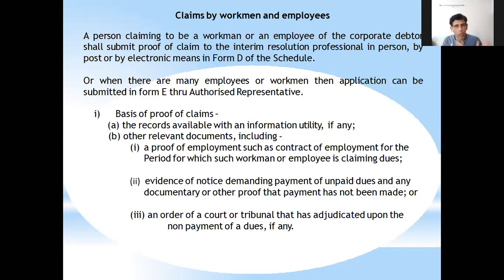In the next lecture, we are going to cover the role of the IRP in terms of the management of assets. Right? So thank you. See you in the next one.